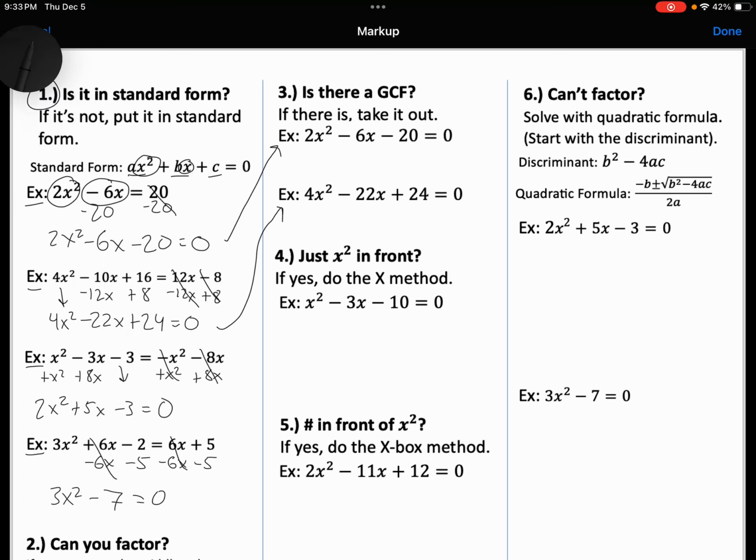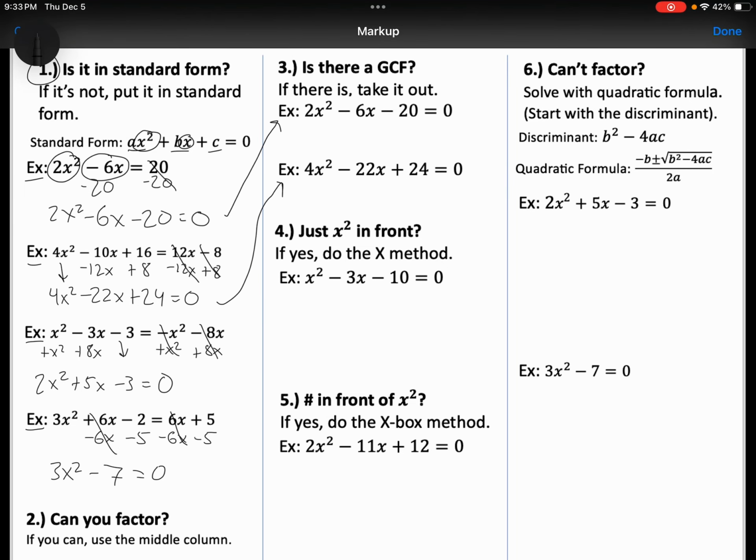So once we have put these into standard form, made sure that they are in standard form, we need to determine, are we going to be factoring these, or are we going to be solving them with the quadratic formula? If we can factor them, we need to first check, is there a greatest common factor? So if we look at this one, the 2x squared, the minus 6x, and the minus 20, these all have a 2 in common that we could take out.